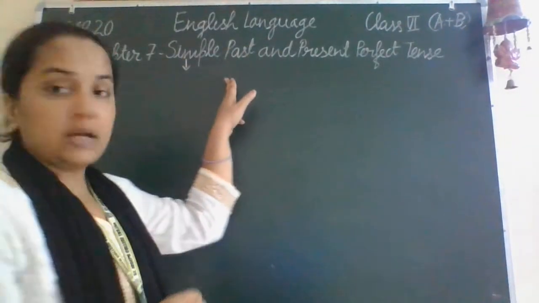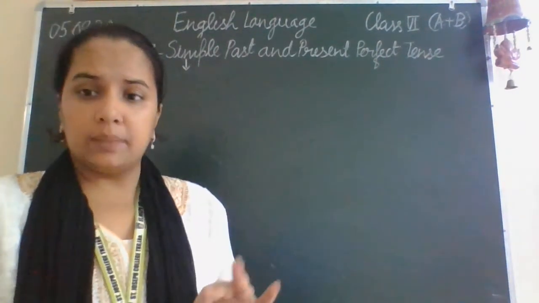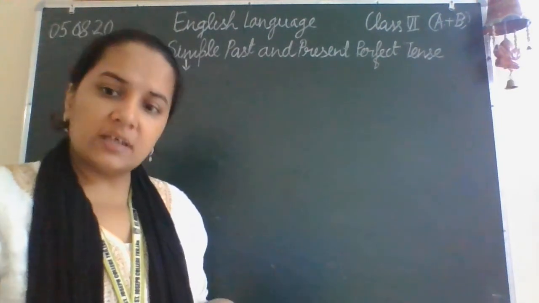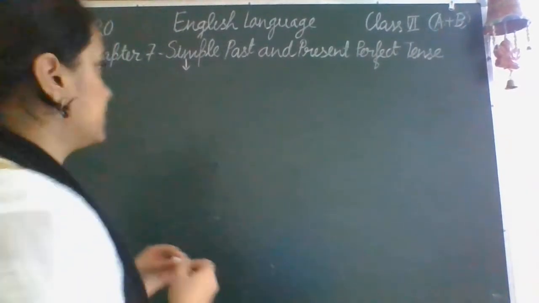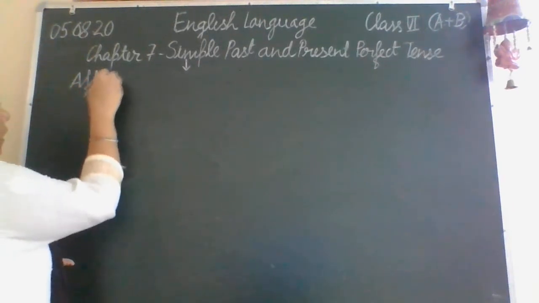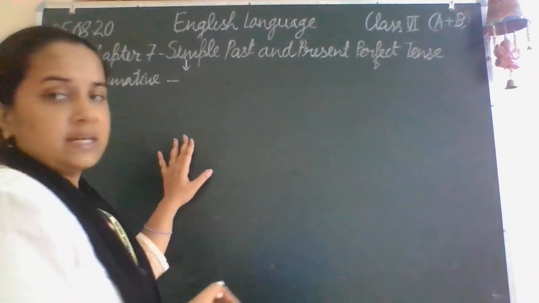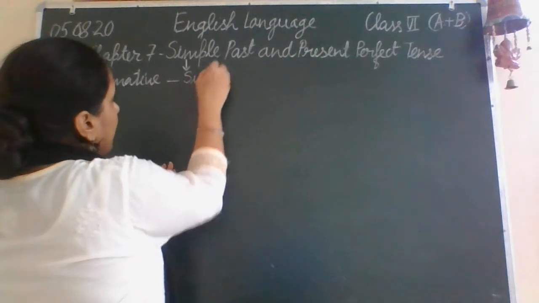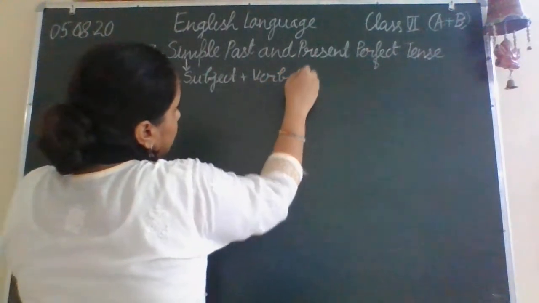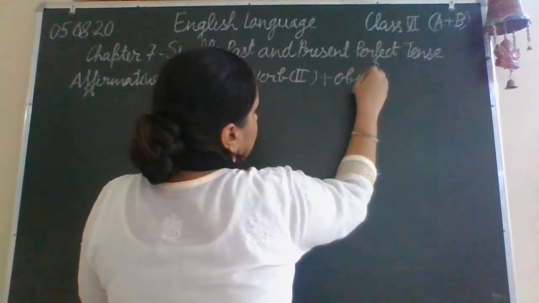So first we will start with the simple past tense. Again, here the sentences will be affirmative, negative, and interrogative. First we will start with the affirmative sentence. If we talk about the affirmative sentence of simple past, the structure of the sentence would be subject plus second form of verb and object.